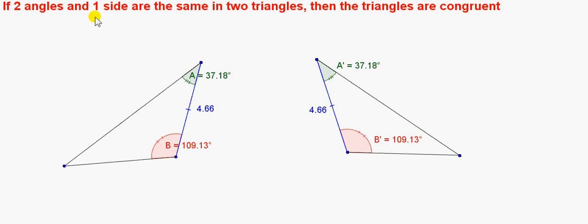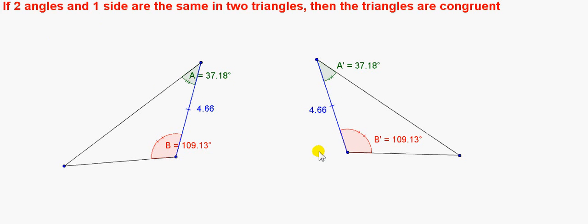If two angles on one side are the same in two triangles, then the triangles are congruent. What does that mean? Well, here we have two triangles. We can see that angle A is equal to angle A prime. In this case, A is 37.18 degrees. We also have a second angle that's the same in both triangles.